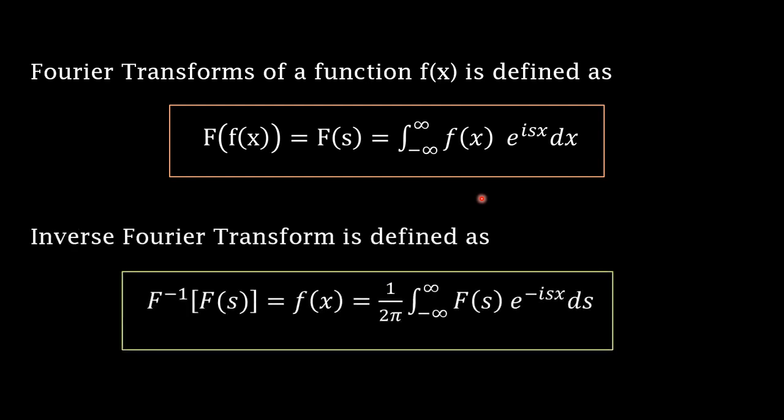Then the inverse Fourier transform of the function is given by F inverse of F of s is equal to 1 by 2 pi integration F of s into e to the power minus isx ds, with the limits of s varying from minus infinity to infinity. Just make a note here, students, that the capital F of s indicates the Fourier transform acting on the function f of x.